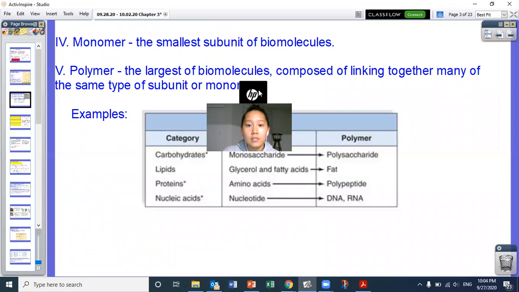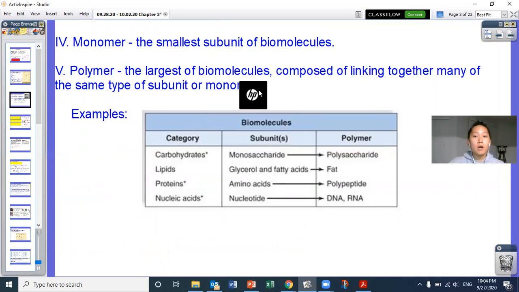Okay, so let's go into more vocab now. Monomer, you should have learned this before. A monomer is the smallest subunit of biomolecules, and a polymer is the largest of biomolecules. When you take a bunch of monomers and link them together, you get a polymer. So a polymer is just a chain. You take the same thing and link it over and over and over again, and then you get a polymer. Poly means many, mono means one.